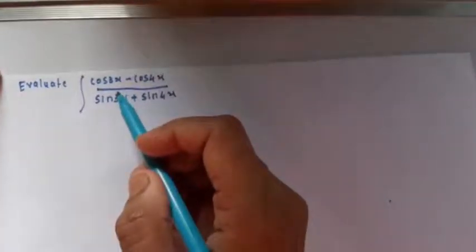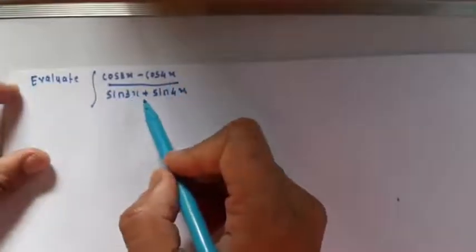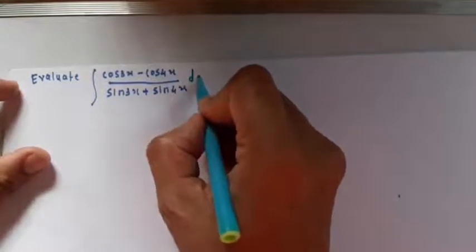Students, in the last video we solved some problems related to the integration by substitution method. In this video also we are going to solve some problems related to integration by substitution method. Okay, so the problem is: integration of (cos 3x minus cos 4x) upon (sin 3x plus sin 4x) with respect to x.